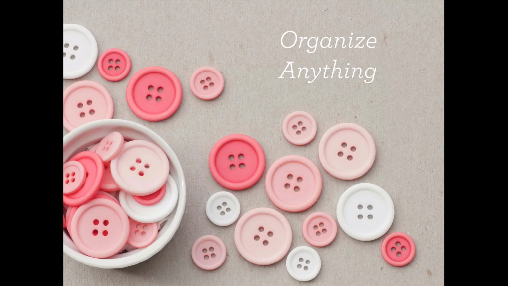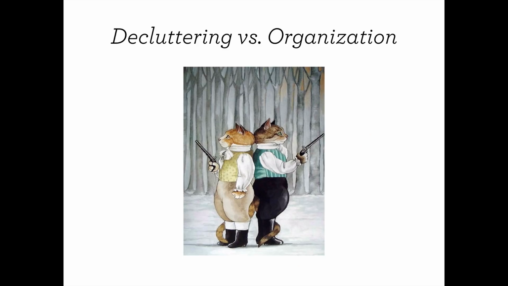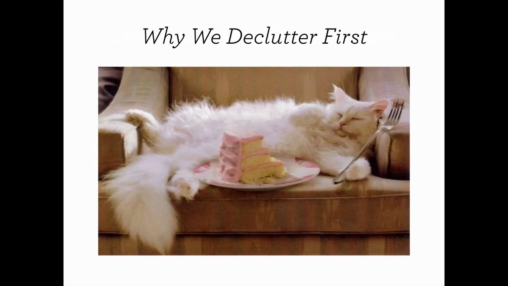Now we have some of my favorite techniques for organizing absolutely anything. First, I want to take a moment to discuss the difference between decluttering and organization. Decluttering eliminates the excess, showing you clarity about what you have. Organization is the process of storing items in ways that are easy to find and use. This distinction is important because decluttering is an important prerequisite for organization. That's why we spent so much time on it.